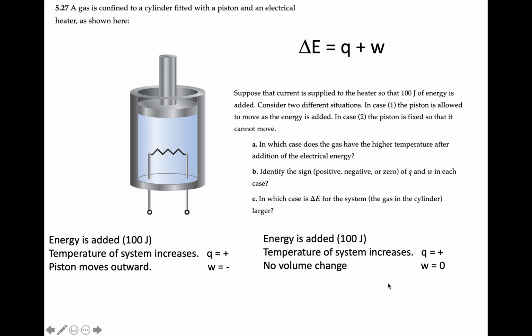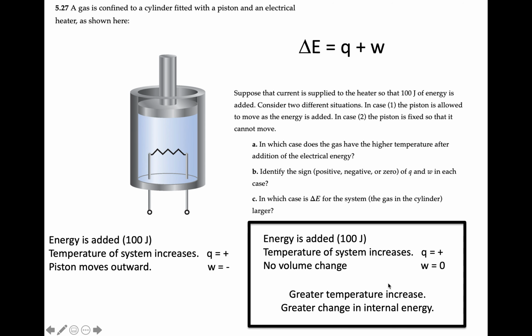The second example, same setup, but it was confined so there could be no volume change. So I think heat energy is being added, and the temperature of the system increases. This is again an endothermic process, but there is no volume change in this case. So I think in that second one, there's a greater temperature increase, because for the same amount of energy, there was not any work being done. The work, therefore, was not somehow canceling out an aspect of the energy that was being added. So I think this leads to a greater temperature increase, a greater change in internal energy.